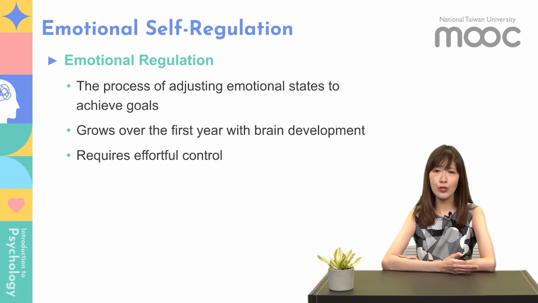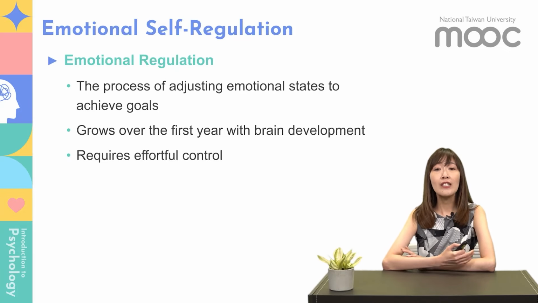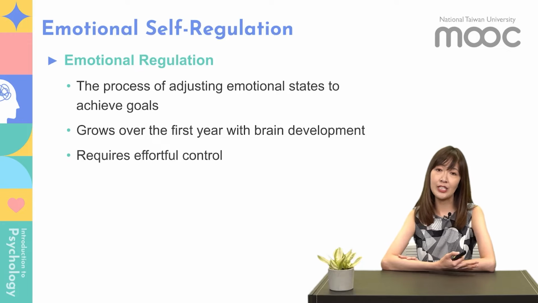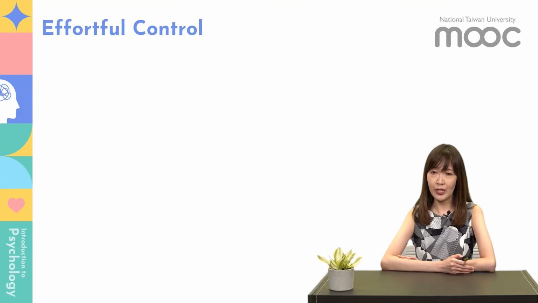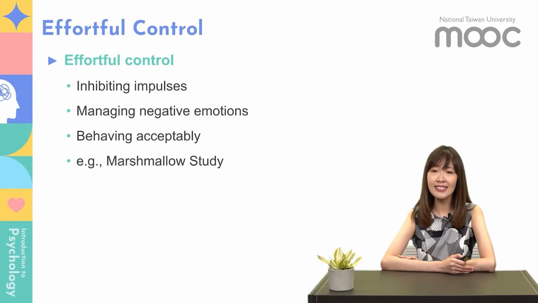So we have to regulate our emotions, and we gradually learn how to do it as we get older and older. But how do children learn emotional regulation? Well, they learn emotional regulation through interaction with their parents and with other people as they get older and older. So it's through socialization. And it grows over the first year with brain development, so that they will have a better understanding of how to regulate their emotions. In addition, if we want to regulate our emotions, we need affective control. But what is affective control? If we want to do affective control, we have to inhibit our impulses. We also need to manage and regulate our negative emotions in order to behave acceptably.